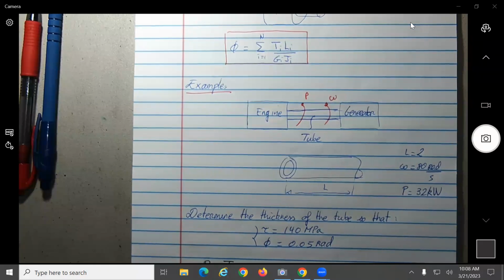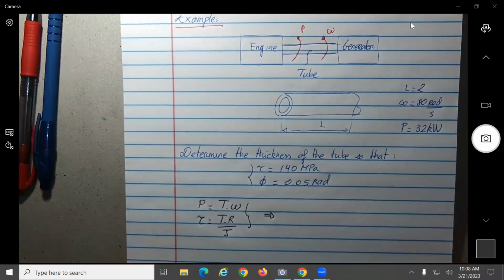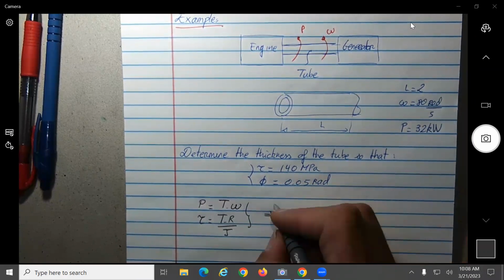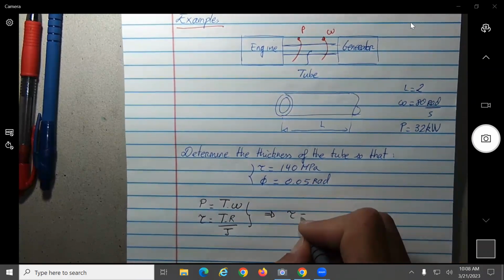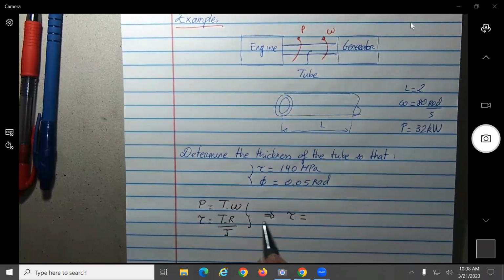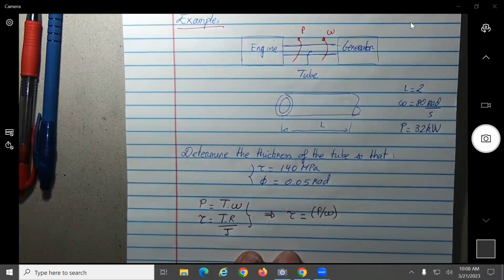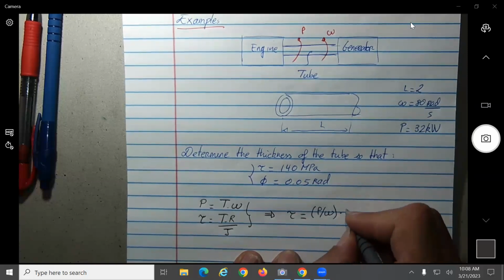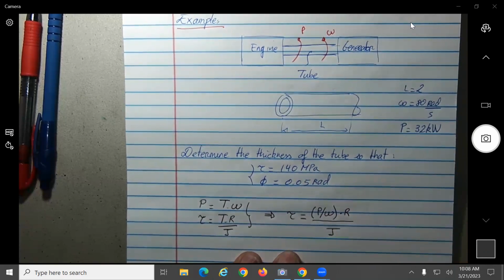So we know the power. Let's see, what do we need to solve for? We know P, we don't know T, so we need to remove T. So from the first equation, from here we can find that T. Okay, so from here we can find the same thing as before. We can write this, and T will be equal to what? T divided by the angular velocity. It's R divided by J.